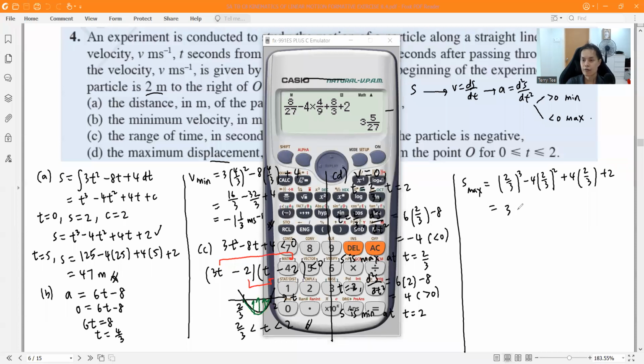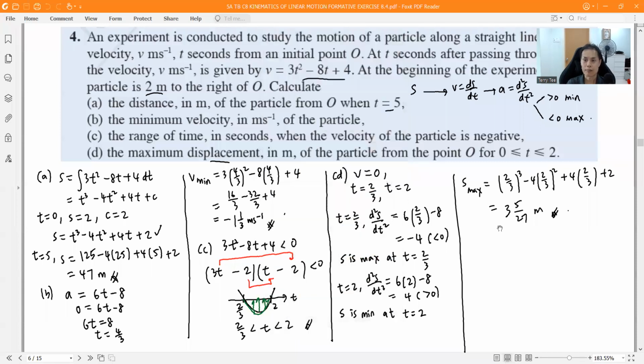I like to give my answer in mixed number rather than improper fraction because it tells us that it's slightly more than 3 meter. Yeah, it makes more sense. But I think it's okay to leave the answer in improper fraction if you want. Okay, I think this is the last one, right?